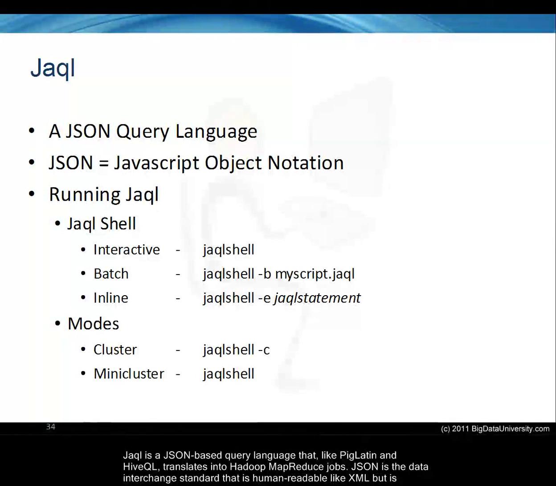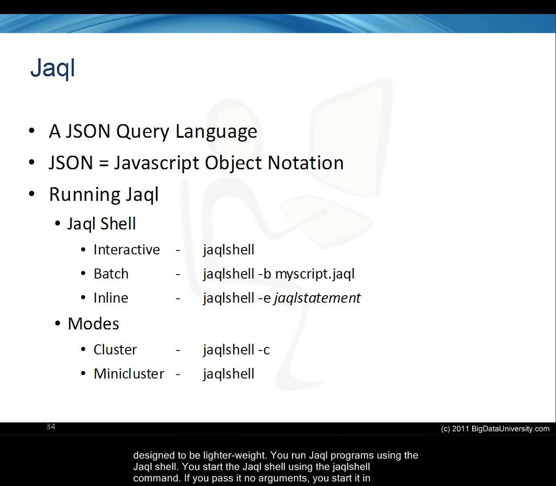Jackal is a JSON-based query language that, like Pig Latin and HiveQL, translates into Hadoop MapReduce jobs. JSON is the data interchange standard that is human-readable like XML, but is designed to be lighter weight. You run Jackal programs using the Jackal shell.